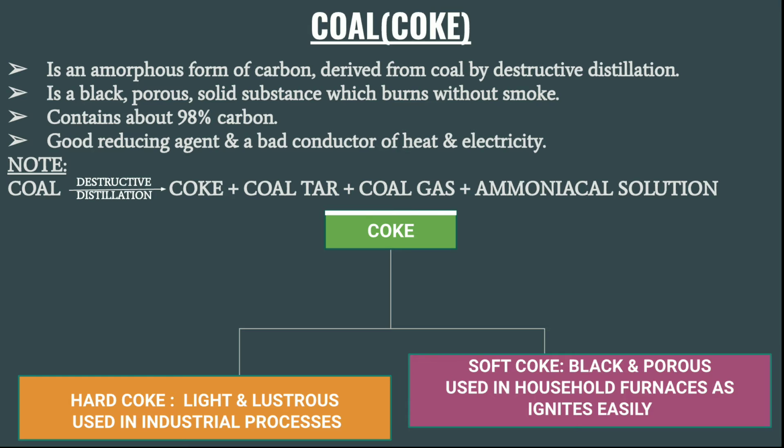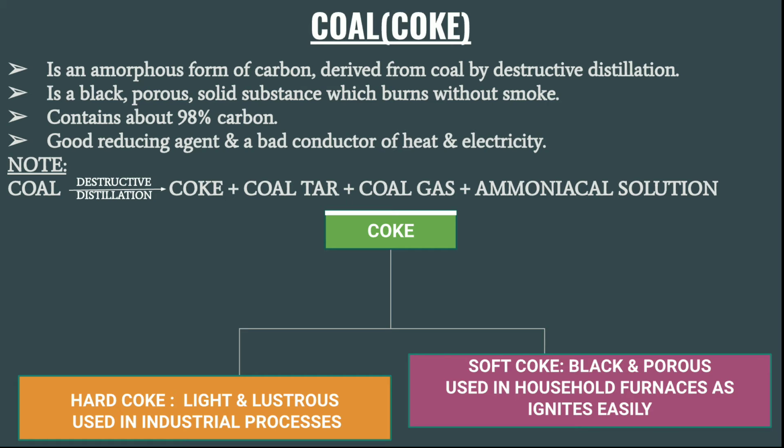When coal undergoes destructive distillation, that is, coal is burned in a limited supply of air, then what happens? The coal converts itself to coke, and the two other byproducts given out are coal tar and coal gas. Now this coke is a black, porous, solid substance which burns without smoke. It contains 98% of carbon, and it's a good reducing agent and a bad conductor of heat and electricity.